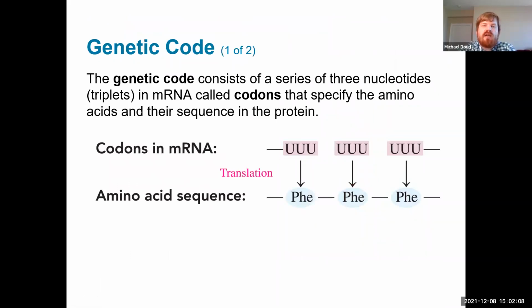The genetic code, as we know it, is a series of 3 nucleotides, or what we call triplets, in the mRNA. This is known as a codon. So a codon is 3 nucleotides from mRNA, and that specifies the amino acid, and it also tells us what sequence it's going to have in the protein. So for example, if you had 9 U's in a row, the first 3 are UUU, that's a triplet or a codon, and that codes for phenylalanine. UUU again codes for phenylalanine, and UUU again codes for phenylalanine. So you get 3 phenylalanine amino acids in a row in the polypeptide.